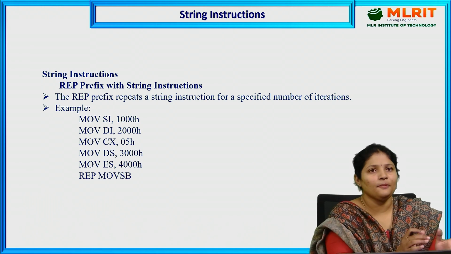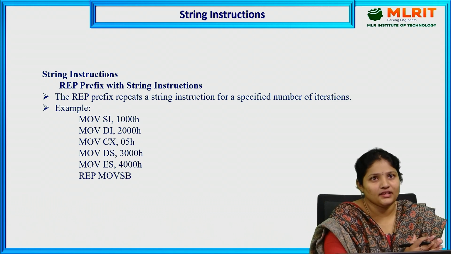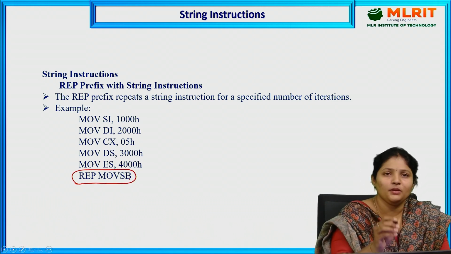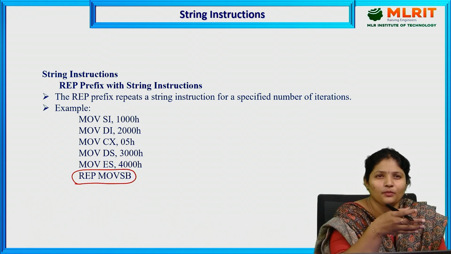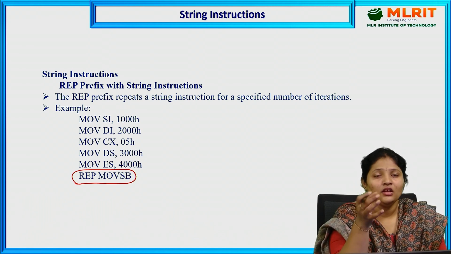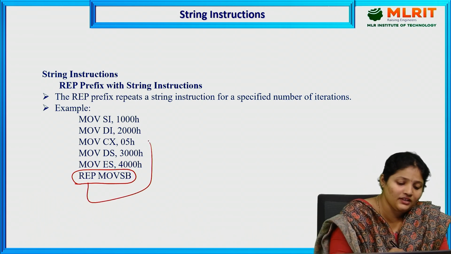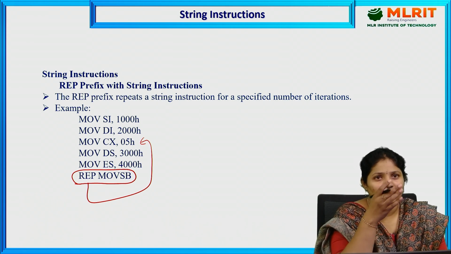Here the REP instruction is used to repeat until the CX register reaches 0. Here I am using REP MOVSB. MOVSB means it just copies the data from the source location to the destination location. While using this instruction, when we mention repeat, only then will the CX register get decremented by 1 and it will execute the next memory locations.